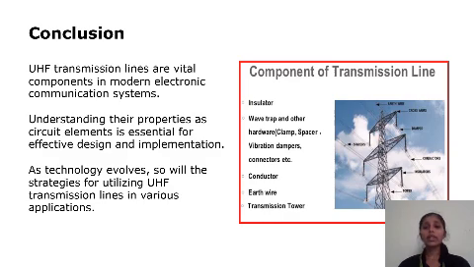Components of a transmission line are insulators, wave trap, other hardware, vibration dampers, connectors, conductors, earth wire and transmission towers. This picture is also seen.